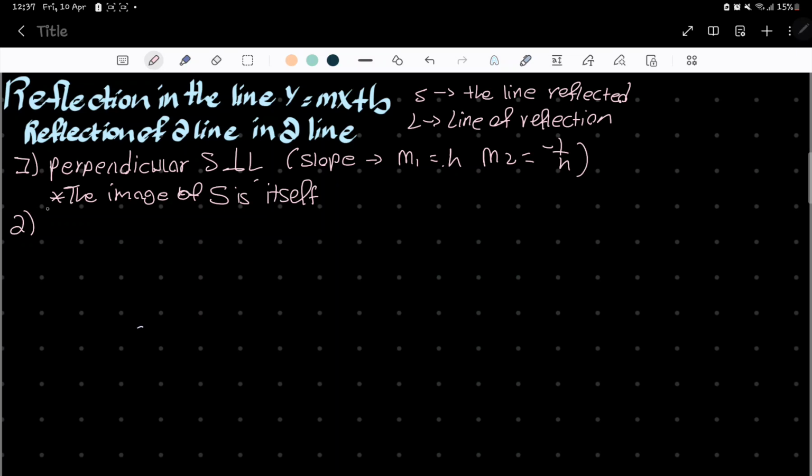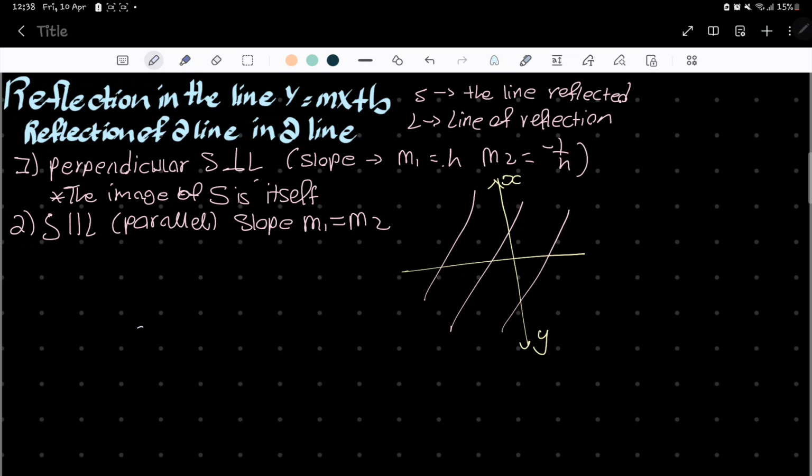And the next case is when S and L are parallel, like this. When they're parallel, we know that their slopes are the same. So if they are parallel, their slopes are the same. When we reflect it, it's going to look something like this. If our xy plane looks like this, this is L, this is S prime, and this is S. S prime is the line that was reflected.